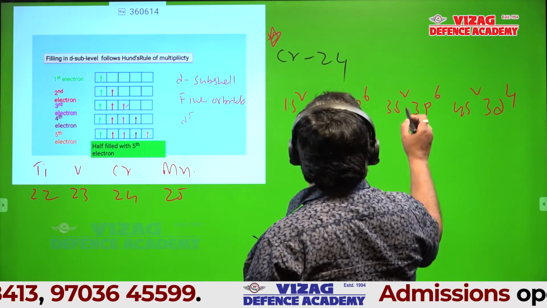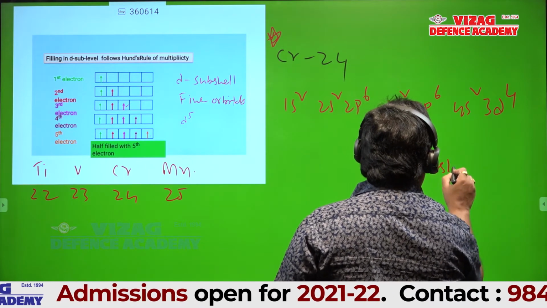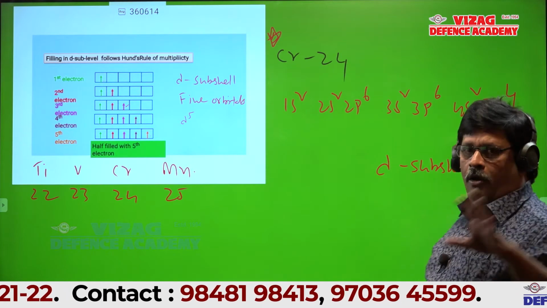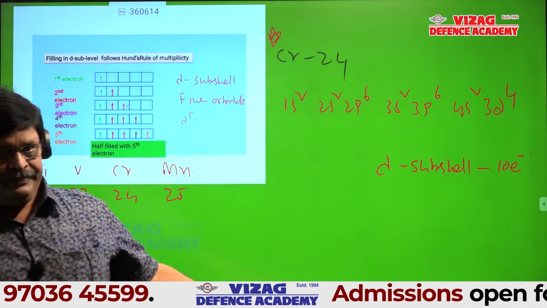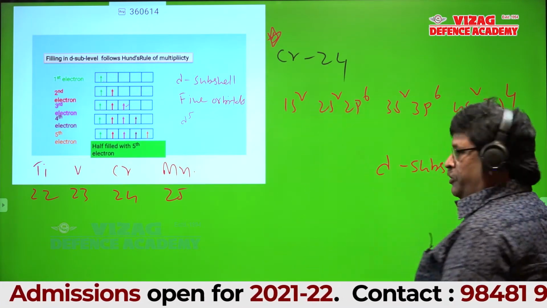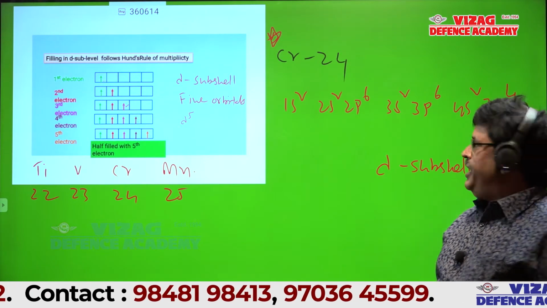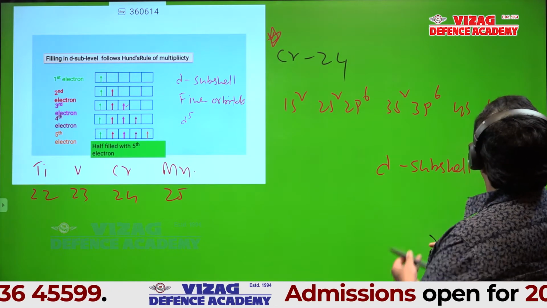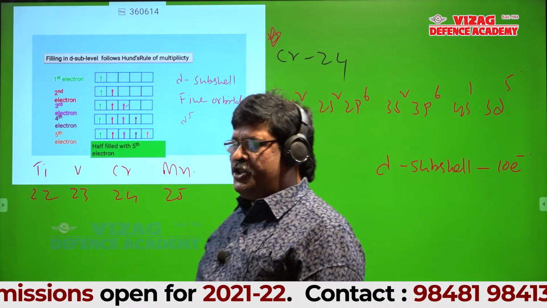Because we all know the d subshell accommodates 10 electrons. If there are 5 electrons in the subshell, that's what is called half filled. Half filled orbitals are more stable. Due to that reason, actually, one of the 4s electrons enters the 3d orbital. So it becomes 4s1 3d5 to gain extra stability.